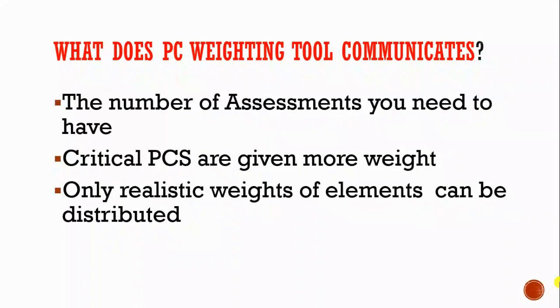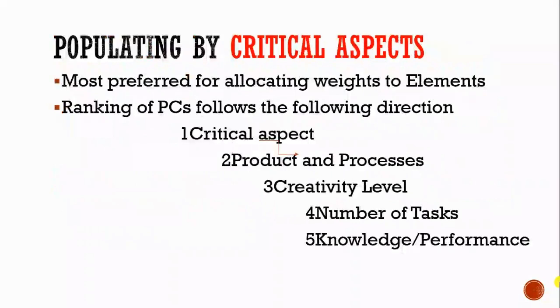It also addresses that only realistic weights can be distributed, and we are talking about weights here, we're talking about allocation of marks. So only realistic weights of elements can be distributed. Not every mark that you get during your population of this tool can be distributed to different performance criteria of each element. So we are going to do that practically.